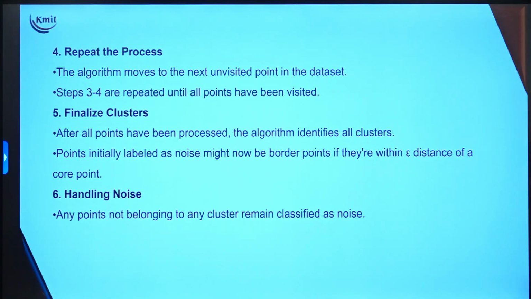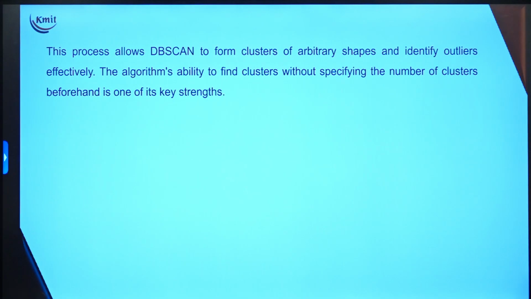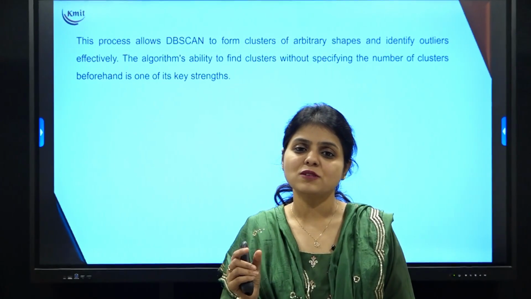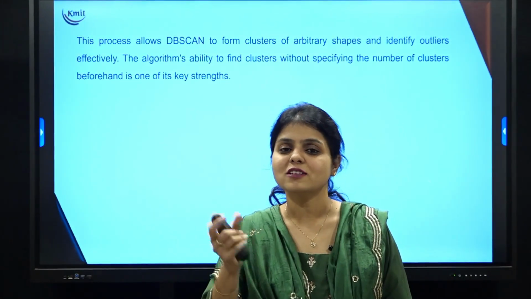Okay, so this way we can say the DBSCAN algorithm can also be used specifically for identifying the outliers in the data set. This 6-step process allows DBSCAN to form clusters of arbitrary shape and identify outliers effectively. The algorithm's ability to find clusters without specifying the number of clusters beforehand is one of its key strengths, because in k-means clustering, the first clustering algorithm that we have seen, in the first step itself we have to specify the value of k, how many clusters you want to form.